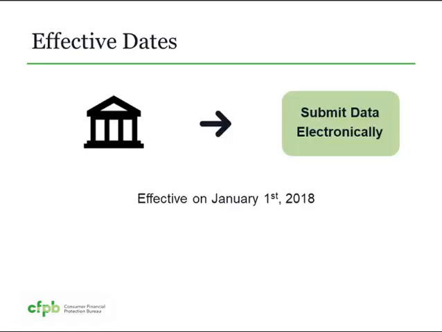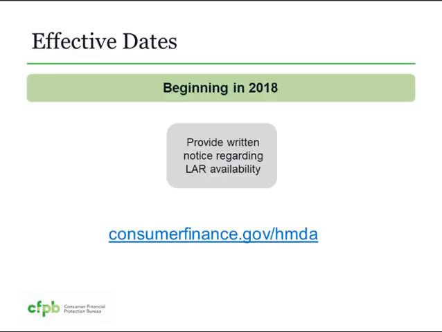Another change that became effective on January 1, 2018 is that financial institutions were required to submit their data electronically using the web-based tool developed by the Bureau. This means that beginning with the data the financial institutions collected in 2017, the financial institution must have submitted data electronically. Also effective in 2018 is the requirement to provide to the public upon request notices that the institution's disclosure statement and modified loan application register are available on the Bureau's website.